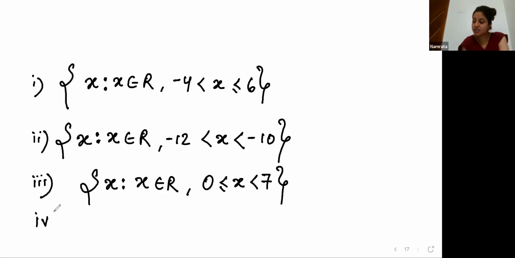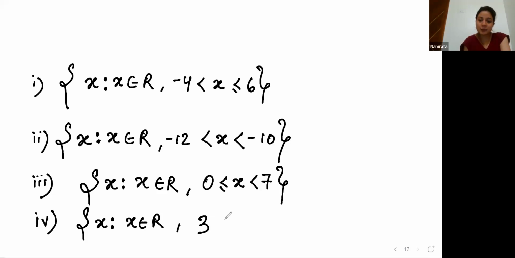The fourth one is x such that x belongs to R and 3 < x < 4.